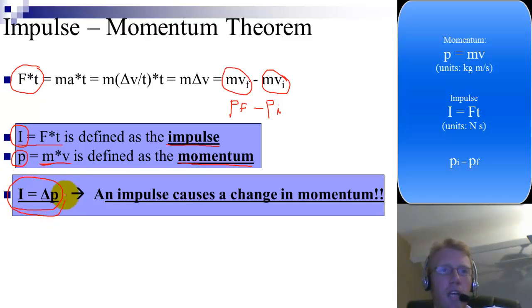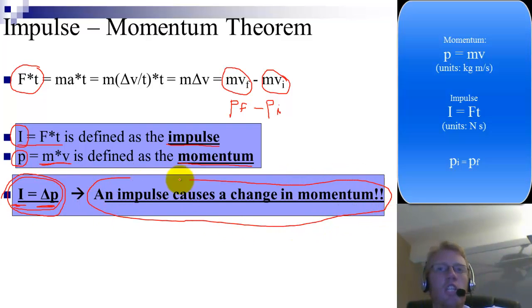Okay, so this is called the impulse momentum theorem. It's the equation relating an impulse to a change in momentum. So the sentence would be, an impulse causes a change in momentum. This equal sign here is basically this word causes. So an impulse causes a change of momentum according to the formula I equals delta P.